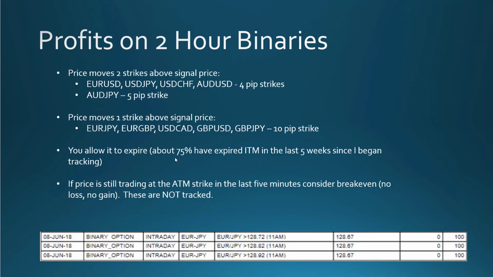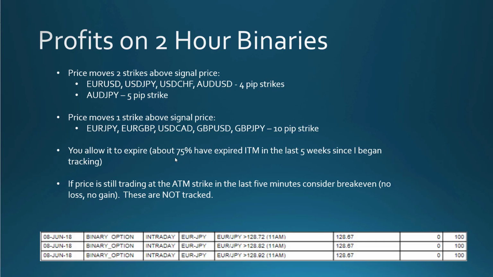Now, these are the rules for your profits on a 2-hour binary. If price moves 2 strikes above the signal price, okay? Now, this is on the Euro dollar, USD JPY, USD Swiss franc, Aussie dollar. They have a 4 pip strike width, as well as the Aussie yen, which has a 5 pip strike.